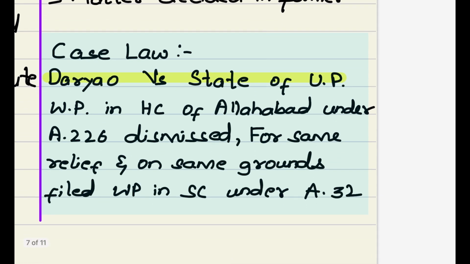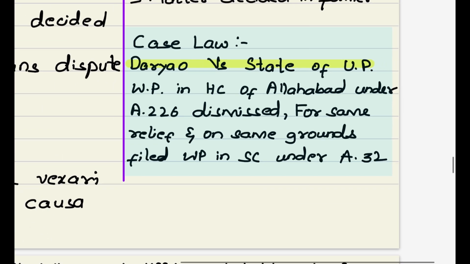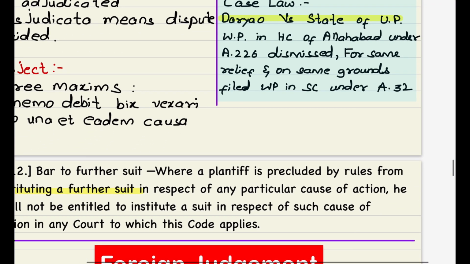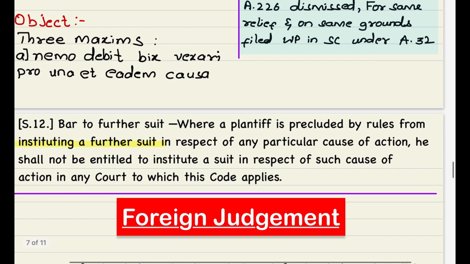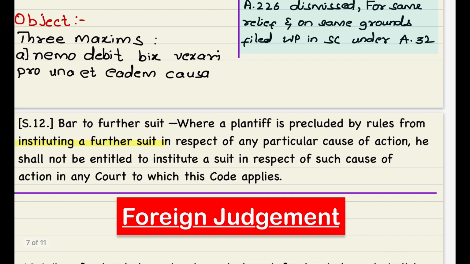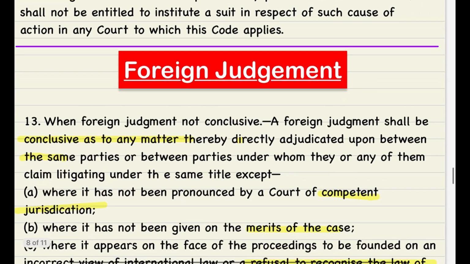Case law: Daryao versus State of UP. In this case, a writ petition in the High Court of Allahabad under Article 226 was dismissed. For the same relief and on the same grounds, he filed another writ petition in the Supreme Court under Article 32. So it was dismissed on grounds of res judicata. Next, section 12, bar to further suit. Where a plaintiff is precluded by rules from instituting a further suit in respect of any particular cause of action, he shall not be entitled to institute a suit in respect of such cause of action in any court to which this code applies. Same as res judicata.